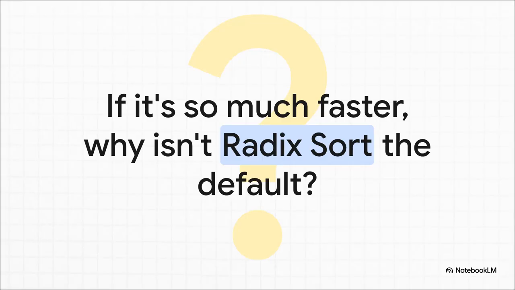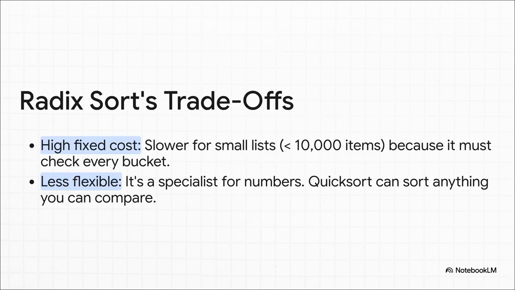Which, of course, brings up the most obvious question, right? If this thing is so much faster, why isn't Radix sort just the default algorithm that our computers use for sorting everything? Well, there are two really big reasons. First, Radix sort has a high fixed cost. It always has to loop through all 65,536 of its buckets, even if you're only sorting like 10 numbers. So for small lists, say under 10,000 items, Quicksort is actually faster.